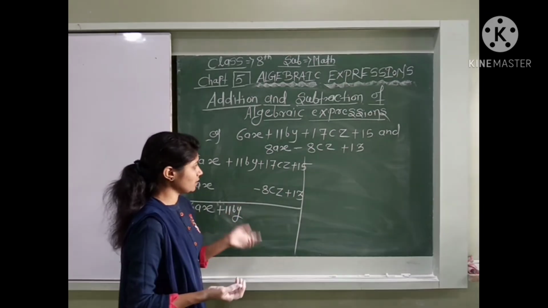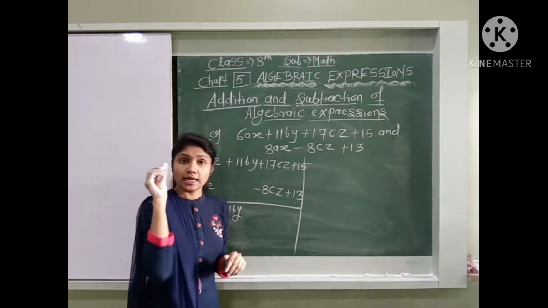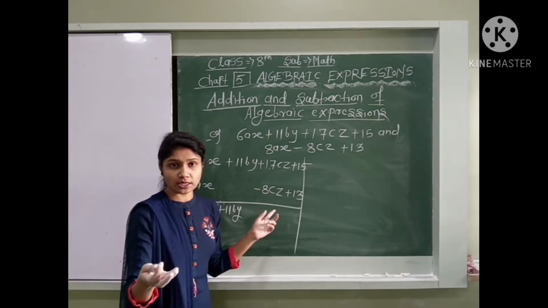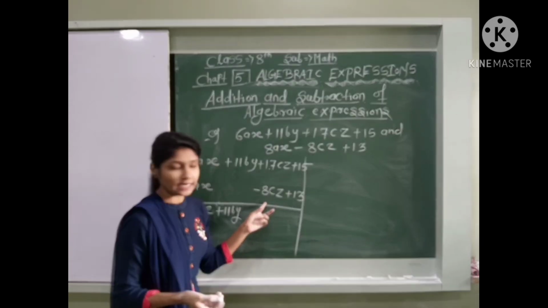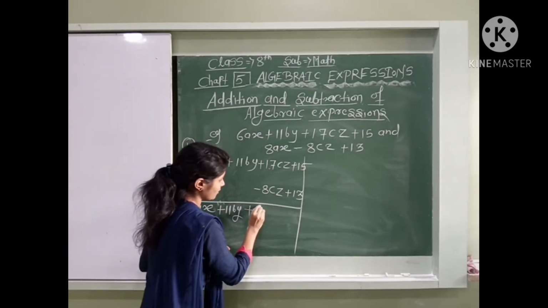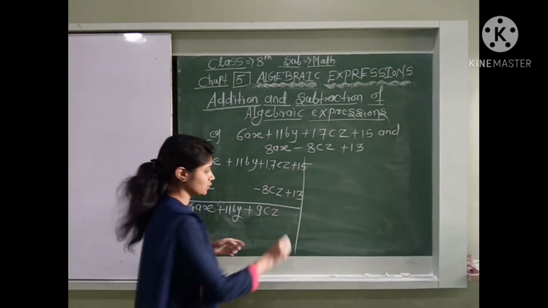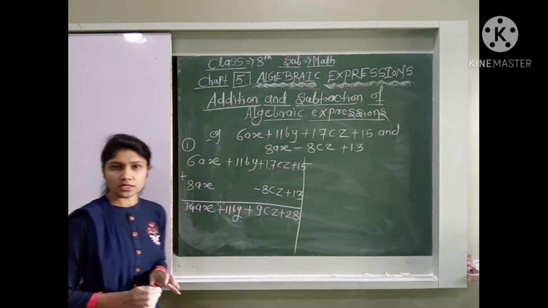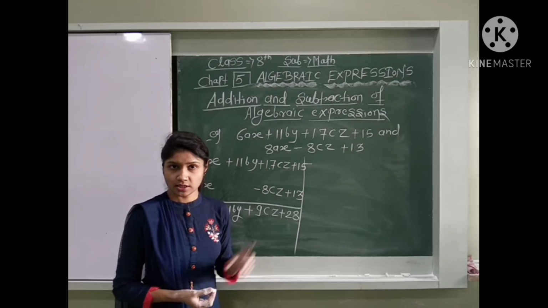Next, 17cz minus 8cz. First sort out the sign: plus and minus gives minus. Then 17 minus 8 is 9. The greater number's sign is plus, so you write 9cz. And 15 plus 30 is 45. This is the answer of this expression. This is how we add the two expressions. This is the first method.